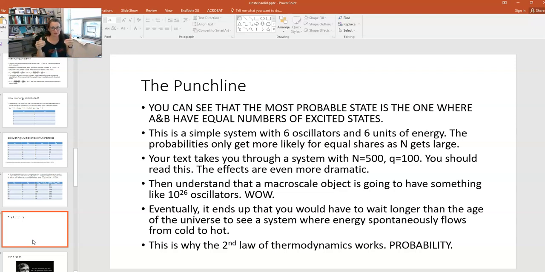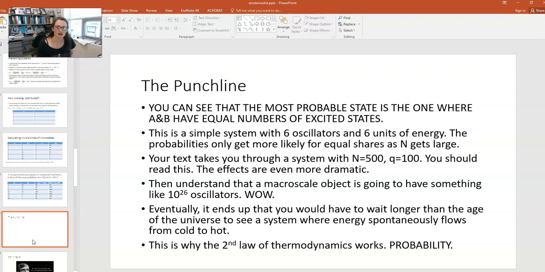Now back up a little bit more and take that result and think about the fact that a macro scale object is going to have something like 10 to the 26 oscillators. Okay? Wow, it's a big deal. And when you get to real world size systems, eventually you can see that you would have to wait longer than the age of the universe to see a system where energy would spontaneously flow from a cold object to a hot object. It just doesn't happen. Now, this isn't for some fundamental reason. It's just probability. It's just statistics.